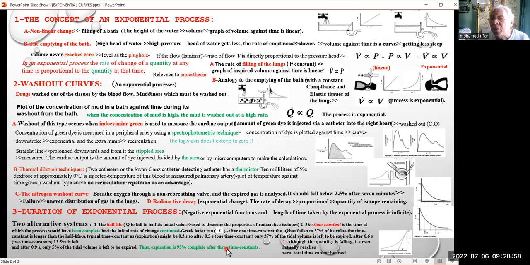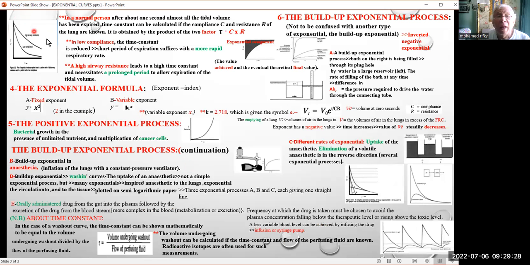The first time constant takes around 37% of the volume of what we are going to measure, and of course the second one takes 37. Then we reach what we call 90%. Of course, we ought to leave the 5% because the curve is never infinite. It doesn't go to 0. Of course, as we said, normally the expiration takes 1 second, and we have 3 time constants.